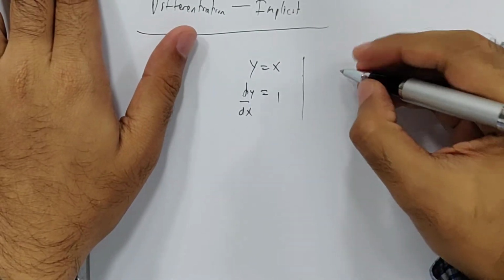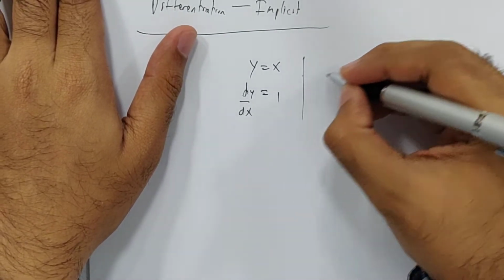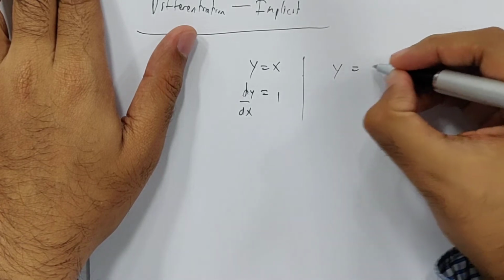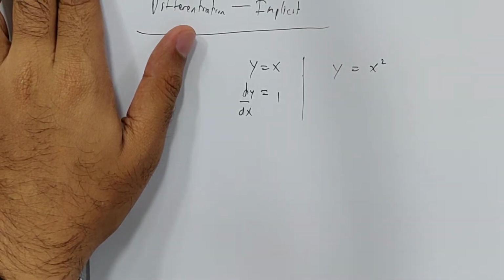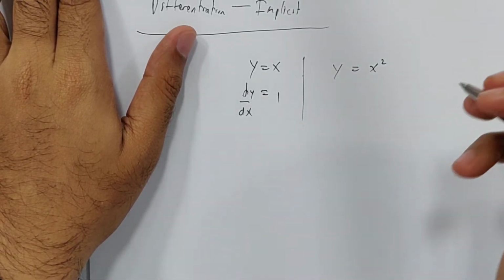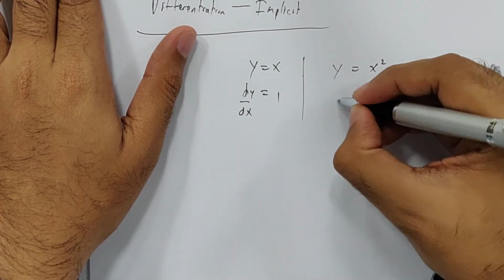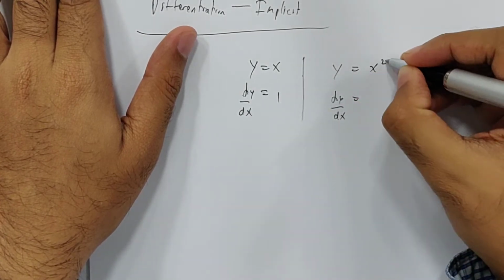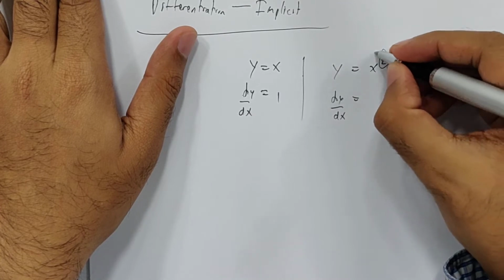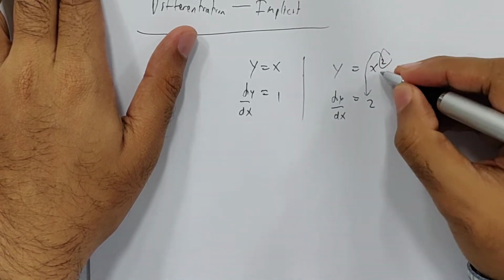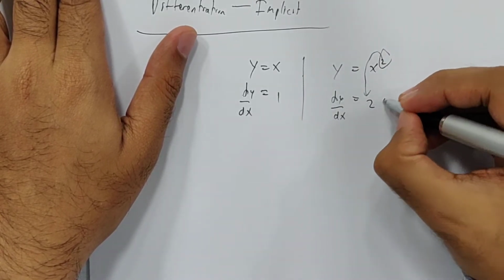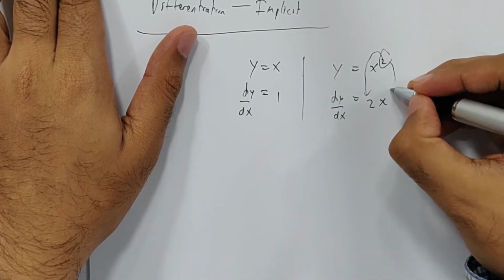Okay, now, what if I ask you to differentiate y equals x squared? dy/dx, what happened? The 2 goes in front, 2. And then x to the power 2 minus 1, which is 1.